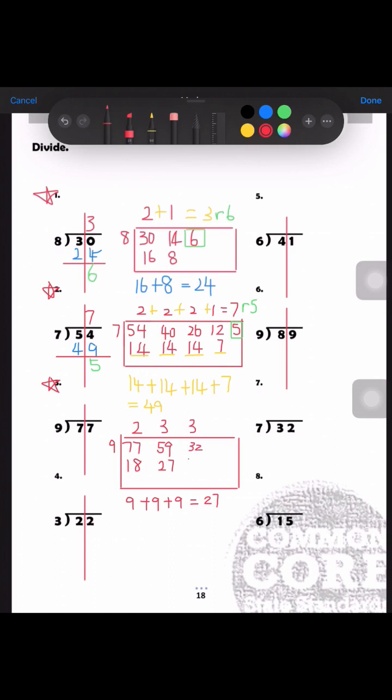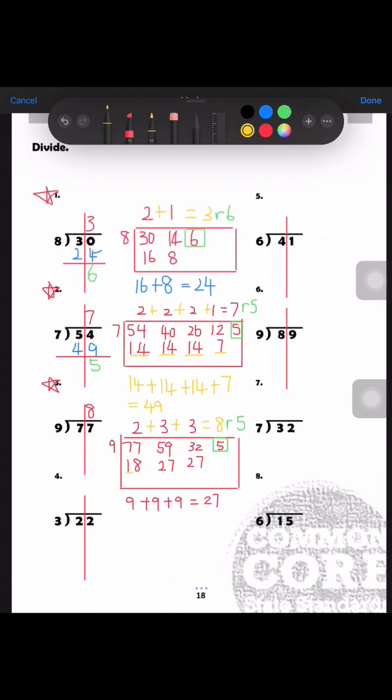We can get 3 groups of 9 in 32. So 32 minus 27 equals 5. And we cannot get any groups of 9 in 5. So the answer will be 2 plus 3 plus 3, which is, yes, 8. And the remainder is 5. So in the long division, we can put 8 here because we can get 8 groups of 9 in 77. And the remainder is 5.